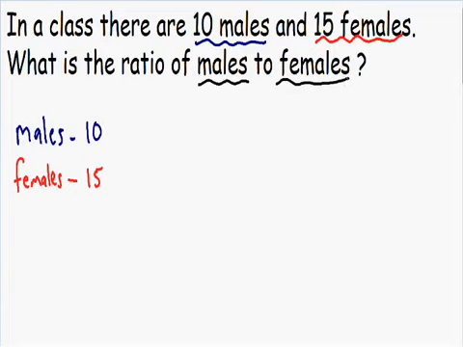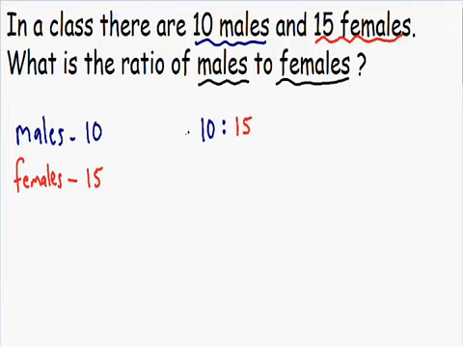And notice the order of this ratio. Males come first and females come second. And that is really important. So let's start off by writing down the total number of males. And we know that there are 10 males in the classroom, and the ratio is always expressed with a colon in the middle. And the second part of the ratio is females. So we're going to write the number of females second. And we know that there are 15 females in the classroom. So this is our ratio, 10 to 15.